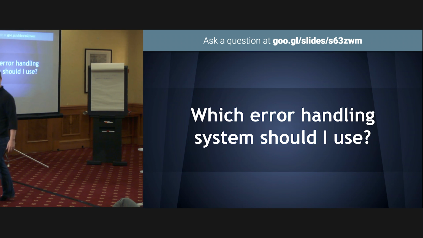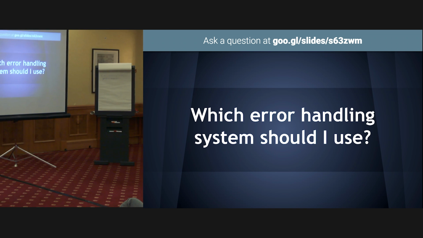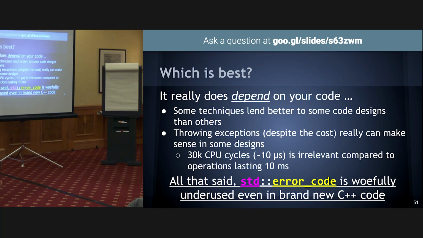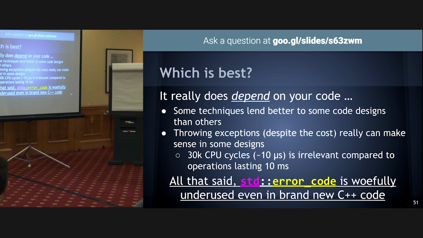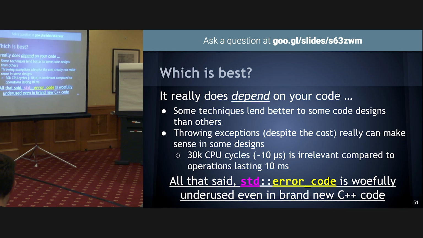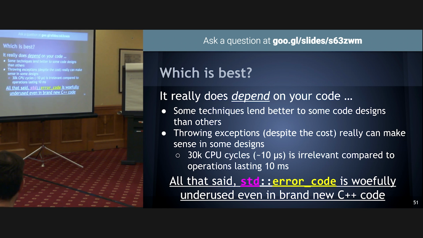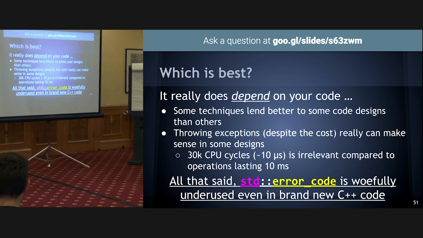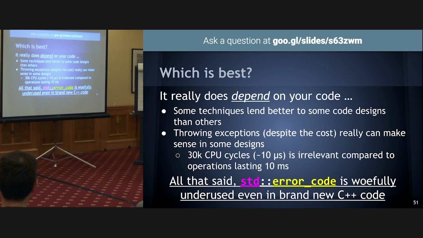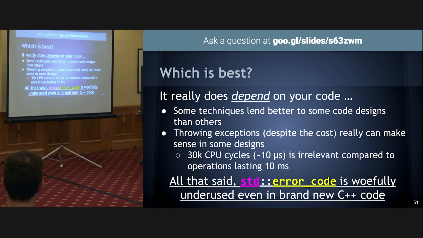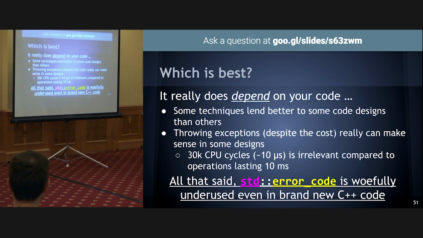One of the big questions I always get asked is, which error handling system should I use? So I'm going to simply equivocate and say it entirely depends on your code. I've had people ask me, well, should I write everything using expected? No, you shouldn't. Should I write everything using C++ exceptions? No, you shouldn't. You should write whatever combination of error handling systems is appropriate for your particular code base.